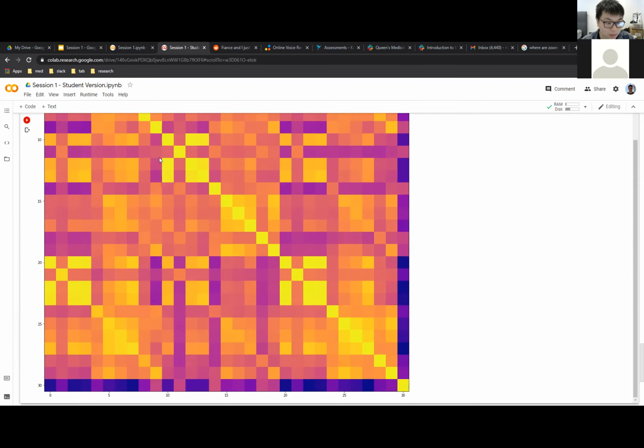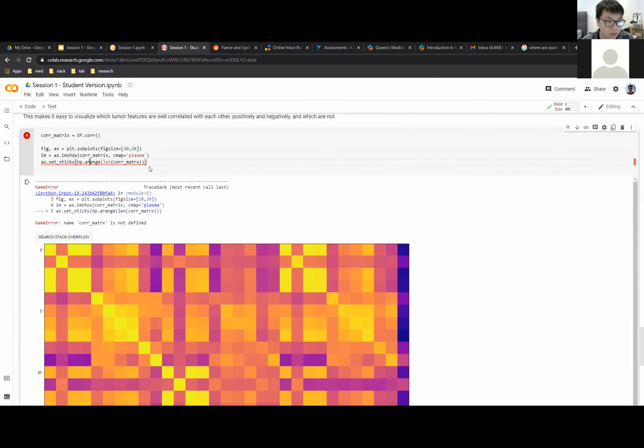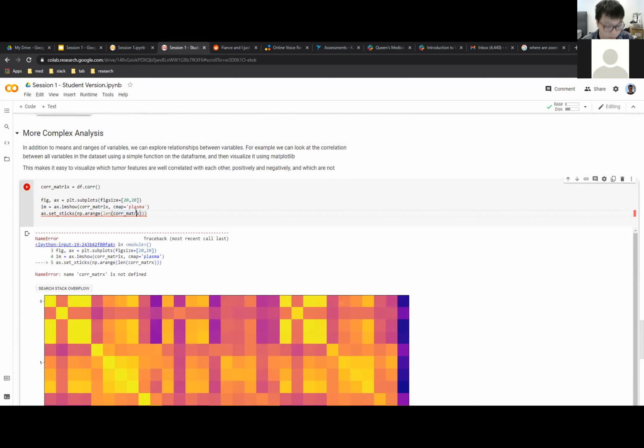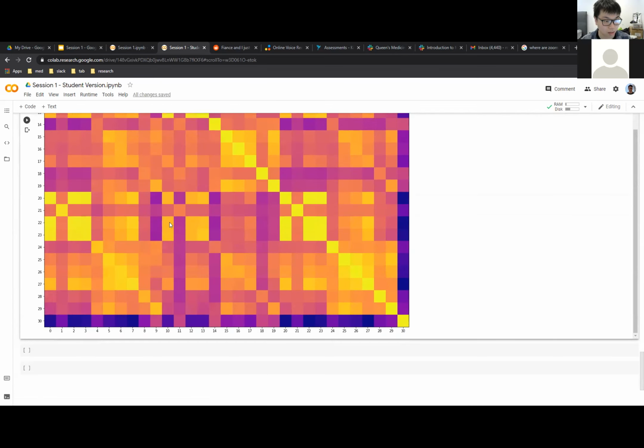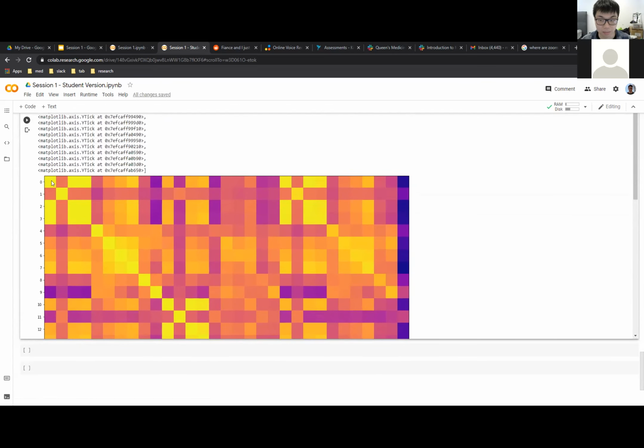This always happens. Okay, and then we want to do the same with the y-axis. I always make typos. So here, instead of x ticks, now we'll have y ticks, right? And now we have some nice labels.